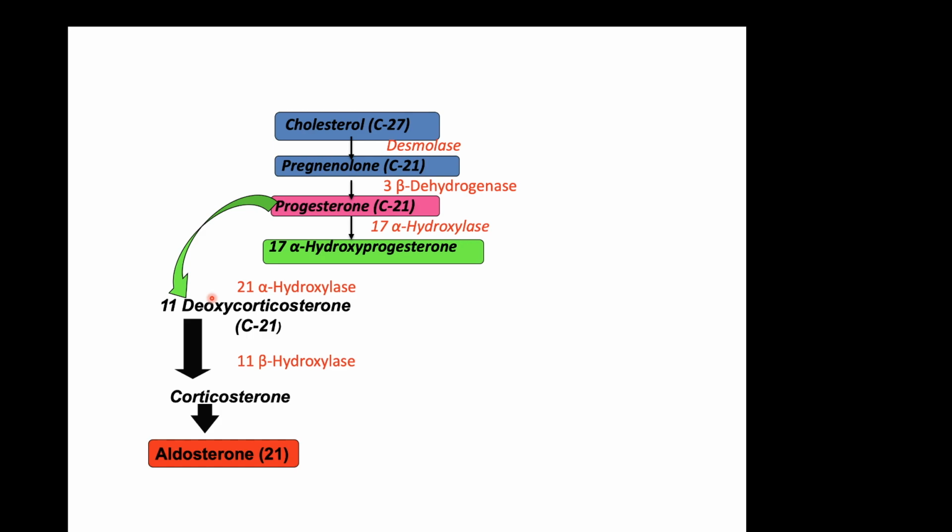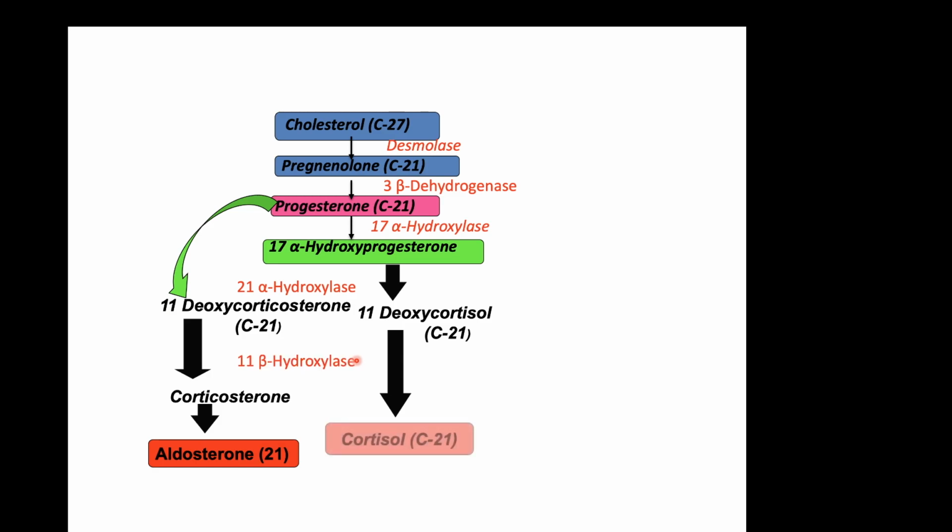In the next reaction, in the synthesis of cortisol, 17 alpha hydroxyprogesterone will be hydroxylated at the 21 carbon by 21 alpha hydroxylase, and this will lead to the synthesis of 11 deoxycortisol. Further, this 11 deoxycortisol will be hydroxylated at the 11 position by 11 beta hydroxylase, and then cortisol will be synthesized. And the androgens as well as the estrogens will be synthesized from this 17 alpha hydroxyprogesterone.